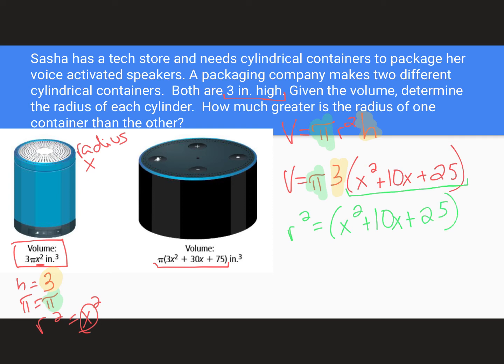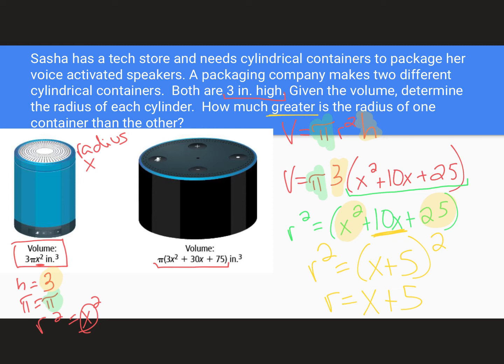I can tell looking at this, I see that this is a perfect square, x squared. I see that 25 is a perfect square, it's 5 squared. And when I look at 10x, I can see that that is 2 times x times 5. So in that case, I know that r squared equals (x plus 5) squared, which means r equals x plus 5. So the question, how much greater is the radius of one than the other?